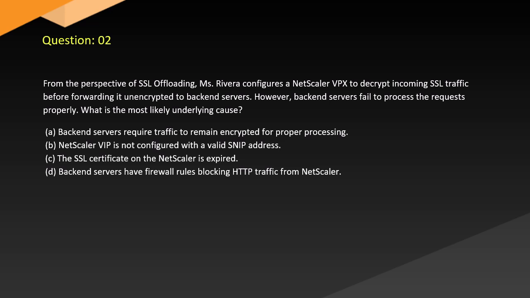Question 2. From the perspective of SSL offloading, Rivera configures a NetScaler vserver to decrypt incoming SSL traffic before forwarding it unencrypted to backend servers. However, backend servers fail to process the requests properly. What is the most likely underlying cause?